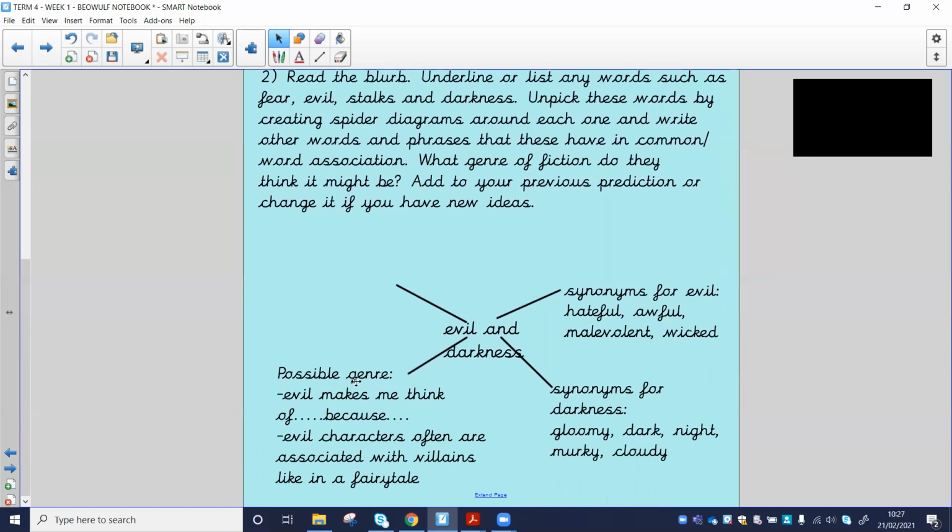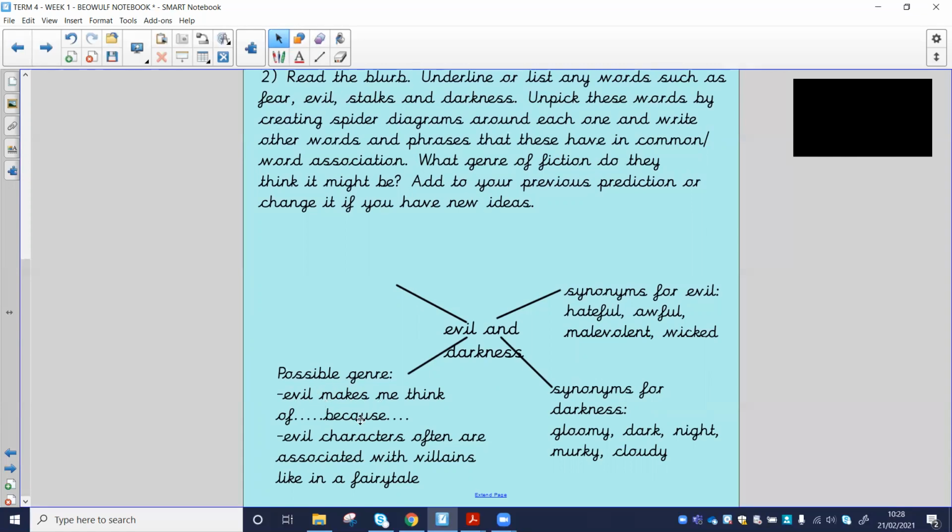I then just started writing a few notes here about what the possible genre might be. So again, a genre of a story is the category it fits into, such as an adventure, a fantasy, a romance, and all things like that. So I just started trying to unpick what sort of story Beowulf might be, just based on some of the vocabulary I've read so far. So evil makes me think of, and I haven't filled it in because I don't want to give too much away. And I'm saying, well, why do I think this? So you're making an inference here.